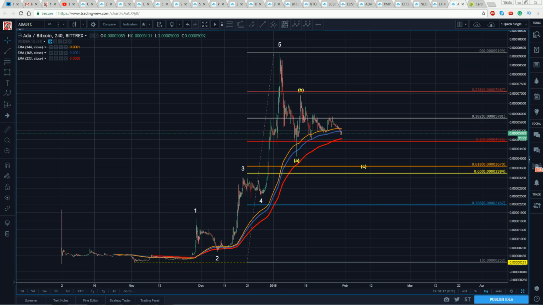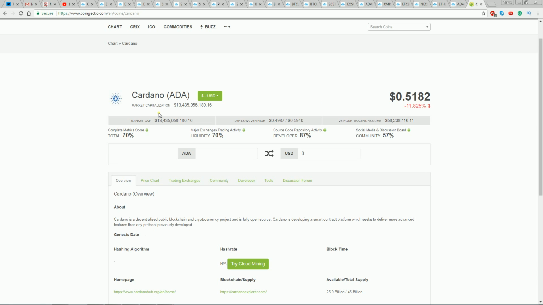The final coin members had voted on was to look at Cardano. Somebody's got to tell me how to pronounce that. I want to say Cardano, but I see Car and Dano. It doesn't sound right. Anyway, ADA, how about that?